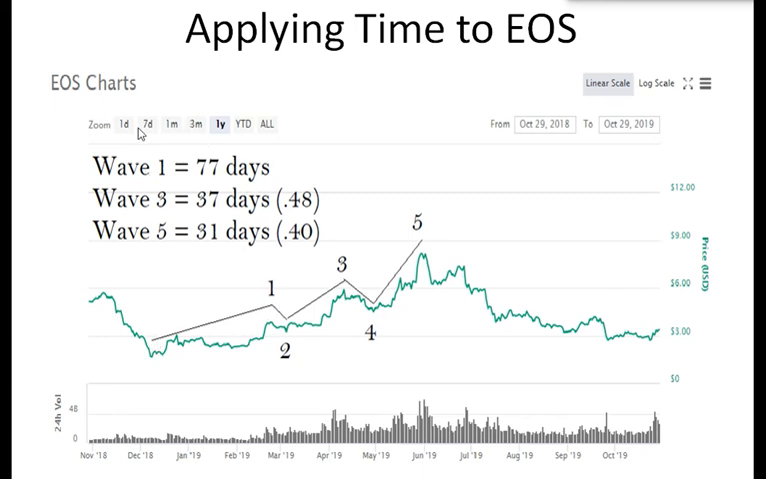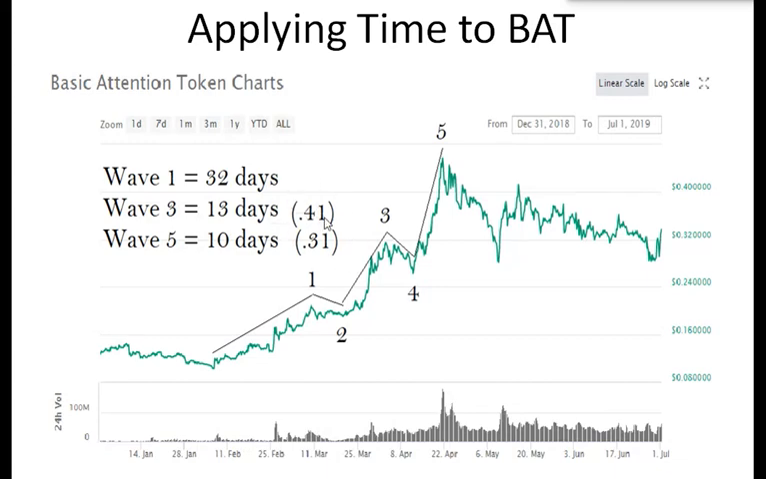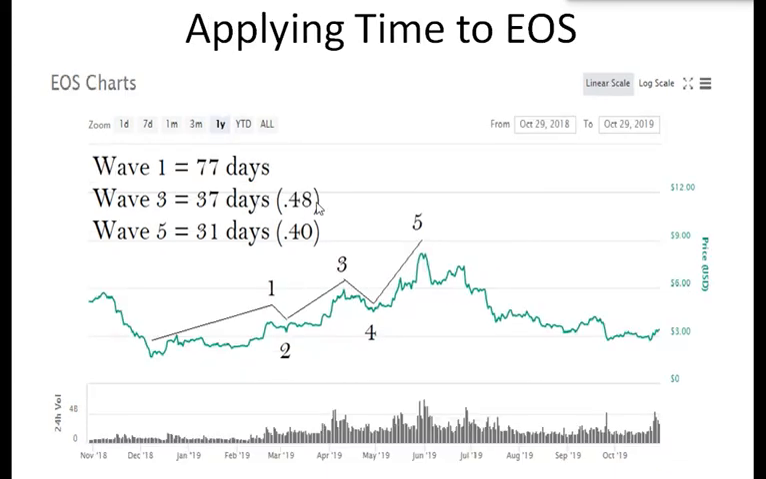Wave 1 was about 77 days. Then it corrected down for a short while. Wave 3 lasted about 37 days, going from the lowest price to the highest point. And it was 37 days. It was about 0.48, 48% of the time of wave 1. So here we have another instance where the wave 3 was less than half the time of the wave 1.